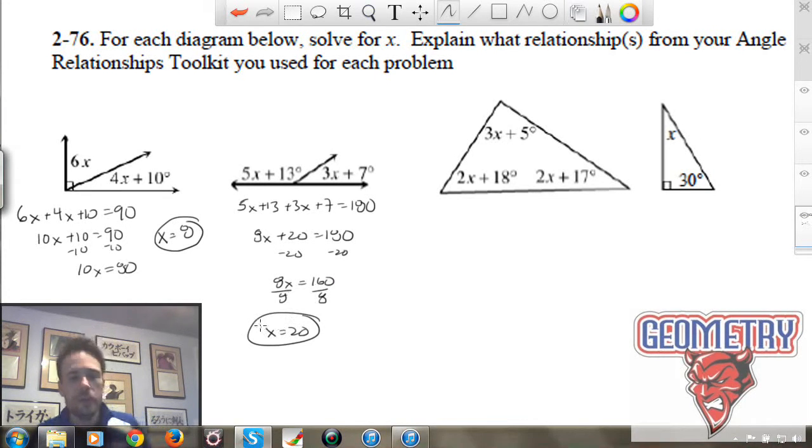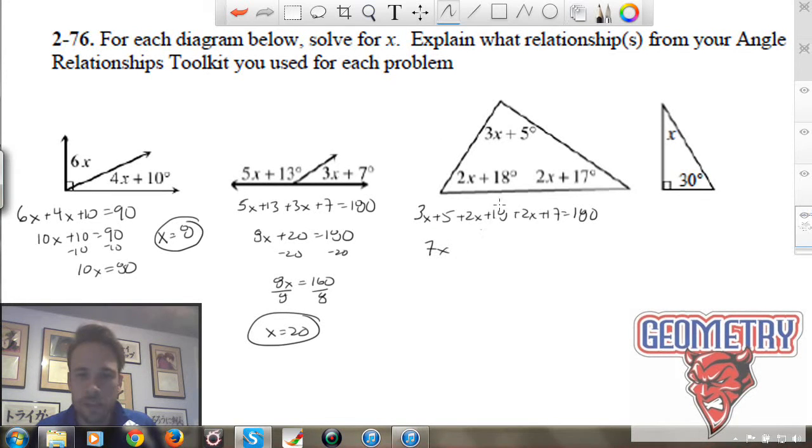x to equal 20. Third situation here, we have all three angles of a triangle, and regardless of what triangle we have, whether it's isosceles or scalene or right or equilateral, the three angles of a triangle are always going to add to 180 degrees. So we can set up 3x plus 5 plus 2x plus 18 plus 2x plus 17 equals 180 degrees.